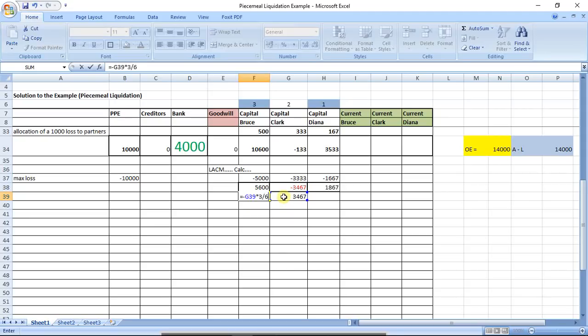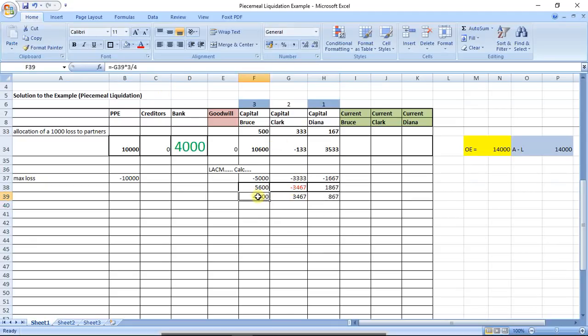Right, 3 over 6 for that partner, and not 3 over 6, I apologize, it's 3 over 4 for that partner, and 1 over 4 for that partner. This times 1 over 4.